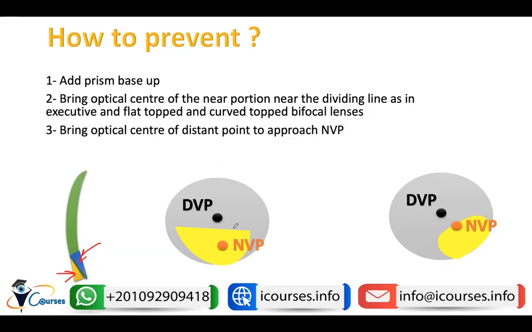Or we can bring the optical center of the near portion near the dividing line, bringing the optical center of the near segment near that of the distant segment. So we can just approximate the near visual point to the dividing line, or approximate the near visual point toward the distant vision point. These are the methods that we use to prevent the prismatic jump.